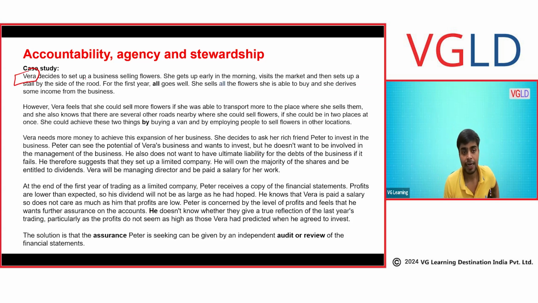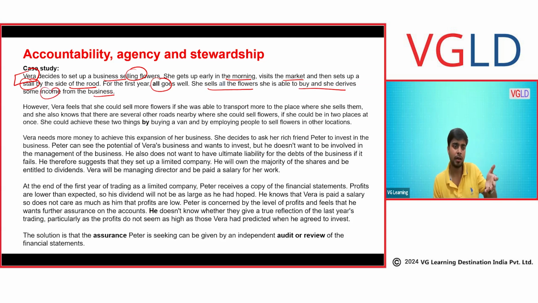Vera decided to set up a business by selling flour. She gets up early in the morning, visits the market and then sets up some stalls by the side of the road. For the first year, all goes well and she sells the flour. Now she is able to buy things and she derives some income from the business. So basically, right now, Vera is selling the flour and earning from the business. Right now, she is the sole proprietor.